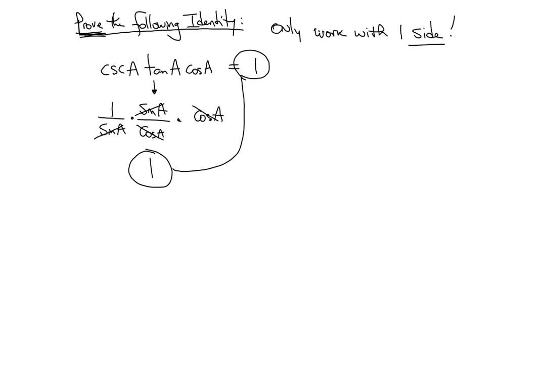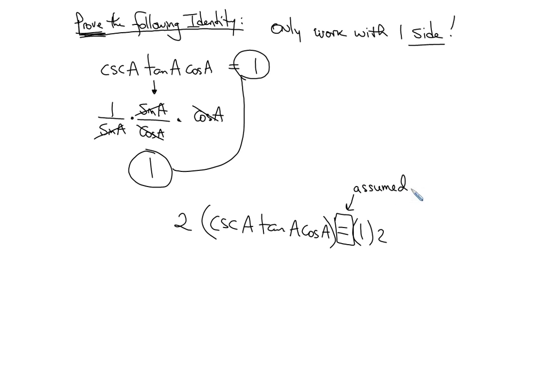You cannot work with both sides. You cannot multiply both sides by something. You cannot add or subtract something from both sides. You cannot divide both sides by something. You can't square both sides, because as soon as you do, if I take cosecant A, tangent A, cosine of A equals 1, and let's say I multiplied both sides by 2, I have now assumed that they are really equal.